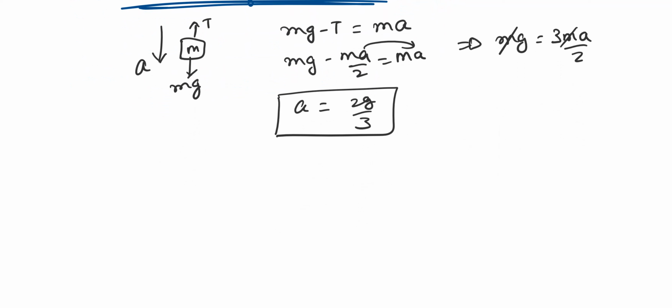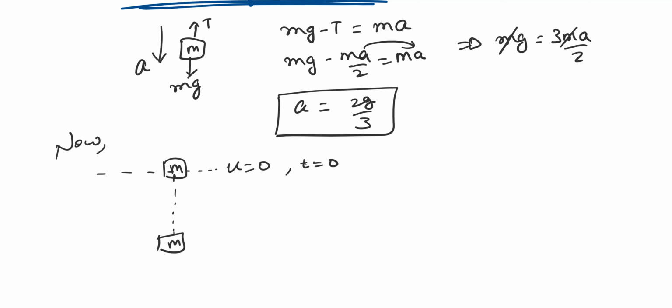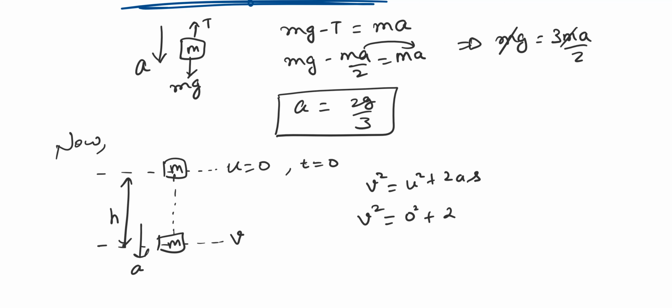Now let's see what's happening over here. We have a mass m which at t equals 0 has velocity 0. At any time t, it has fallen by height h, and the velocity, let us assume, is v. Now using the third equation of motion, v square is equal to u square plus 2as. The acceleration is a in the downward direction. The v square we don't know, u square is 0, a is 2g by 3, which we just figured out, and s is equal to h, since it has fallen by a displacement of h.